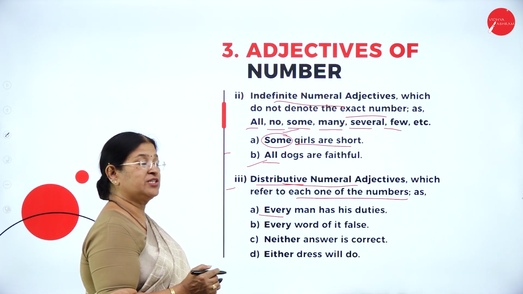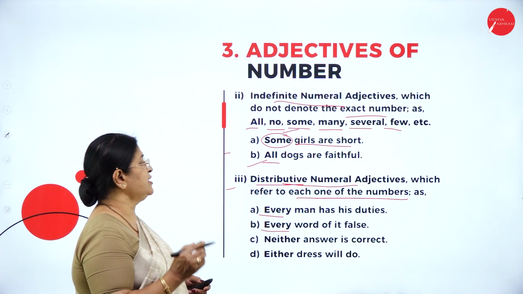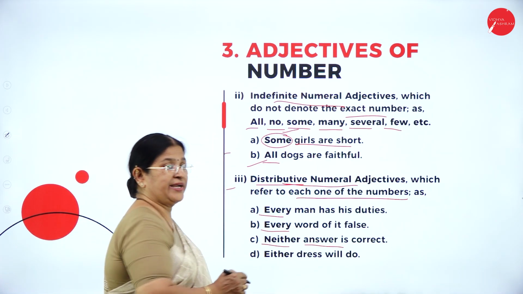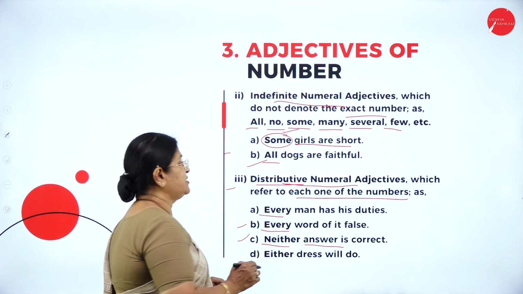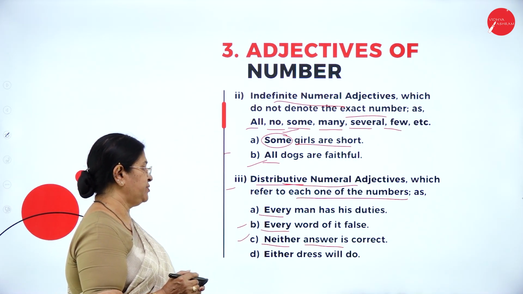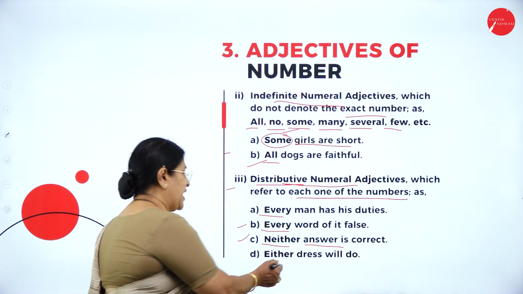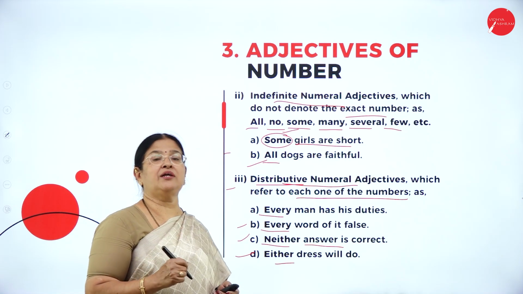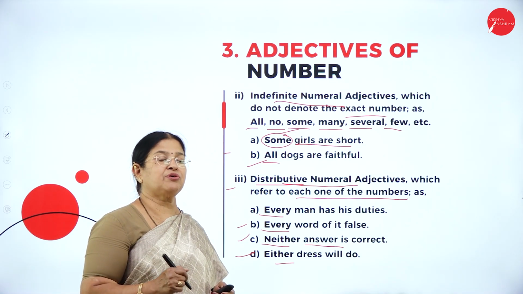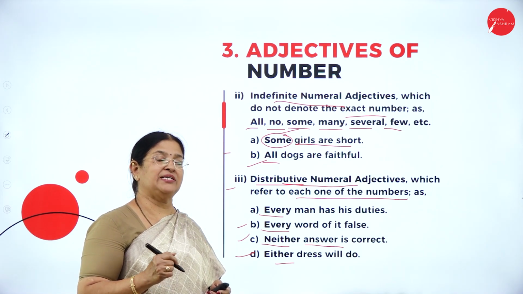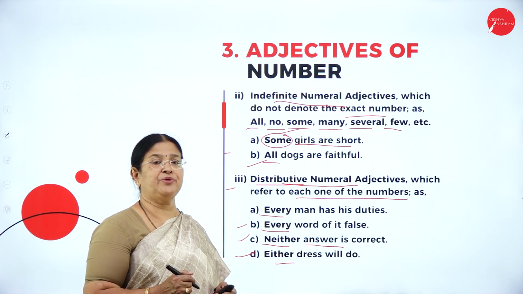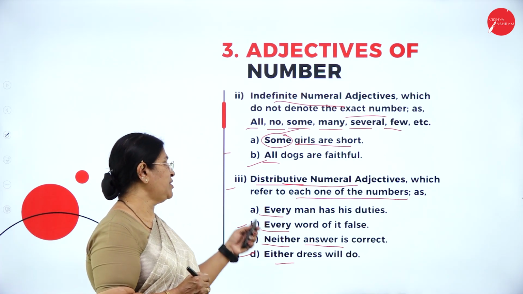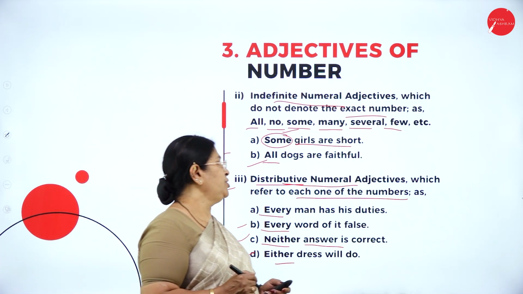Every word of it is false. So every is the distributive numeral adjective. Neither answer is correct. Neither is the distributive numeral adjective. Either dress will do. So either is the distributive numeral adjective. Hope I am clear with the adjectives of number, or numeral adjectives, which are broadly classified into definite numeral adjective, indefinite numeral adjective, as well as the distributive numeral adjective.